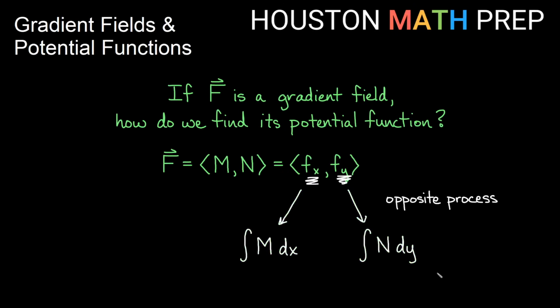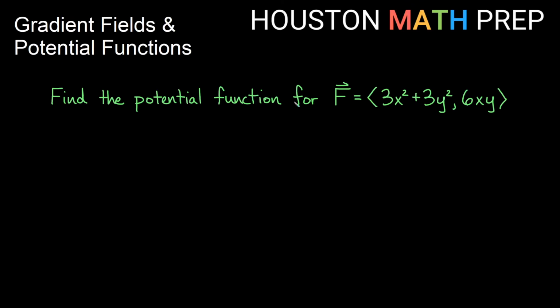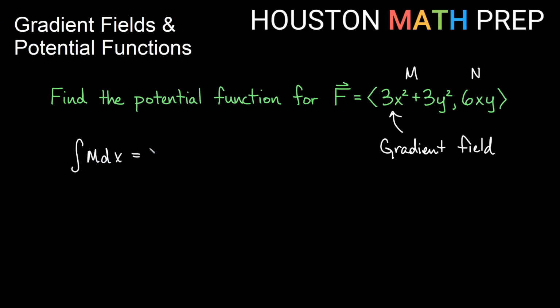Now, one beware here: once we get these, we will actually combine all the unique terms that we get from these to find the potential function. So let's go back to our last example. We found that this f right here was a gradient field. We just did that in our last example. And so if this is a gradient field, then it should have a potential function that we can find, right? Remember, this is my m, and this is my n, and this is supposed to be some partial fx. So what I need to do is integrate this dx. So we'll go ahead and integrate m dx, and look at what terms we get from that.